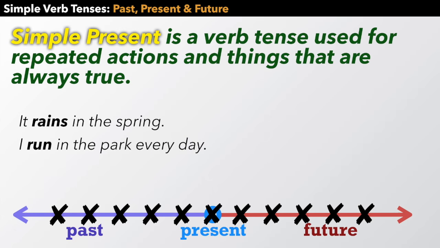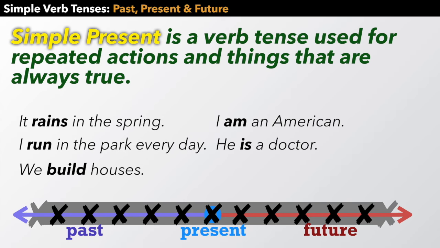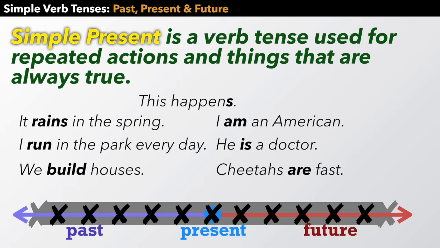I run in the park every day. We build houses. That's what we do. Or things that are always true. I am an American. He is a doctor. Cheetahs are fast. This happens.